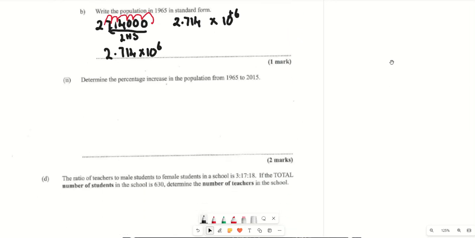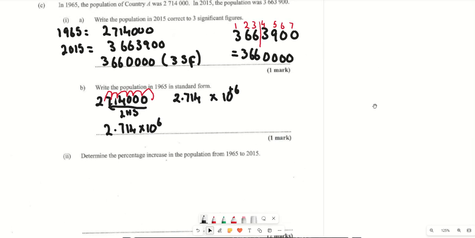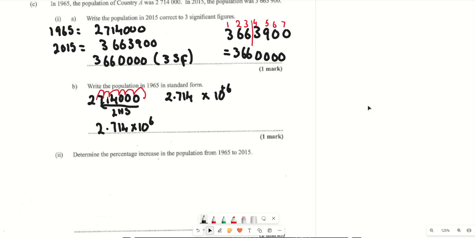Is that understood? The next question is, determine the percentage increase in the population from 1965 to 2015. They want the increase. So we know, and I'll just write it down, in 1965, your population was 2,714,000, and then in 2015, your population was 3,663,900.